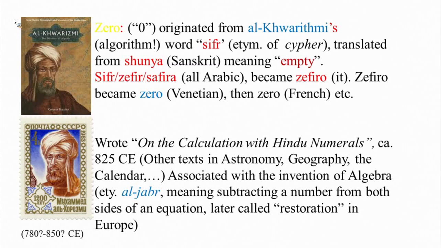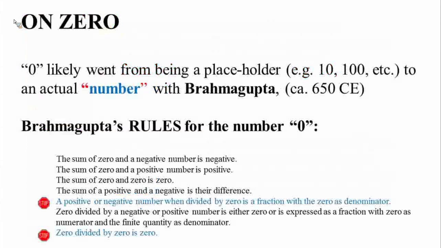So Zefiro is pretty close to Saphira and Zephyr and Cipher. Very close, right? And Zefiro in Venetian, because they wanted to shorten things, right, made it bisyllabic, 0. You drop the FI, right? 0, which then was adopted by the French, and then, of course, it became universal eventually as 0. So that's kind of interesting. The whole etymology of the word 0 is kind of cool.